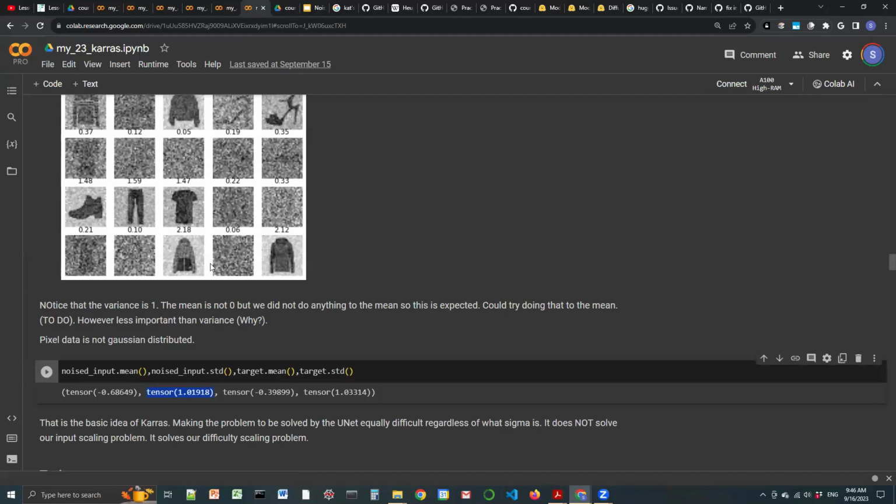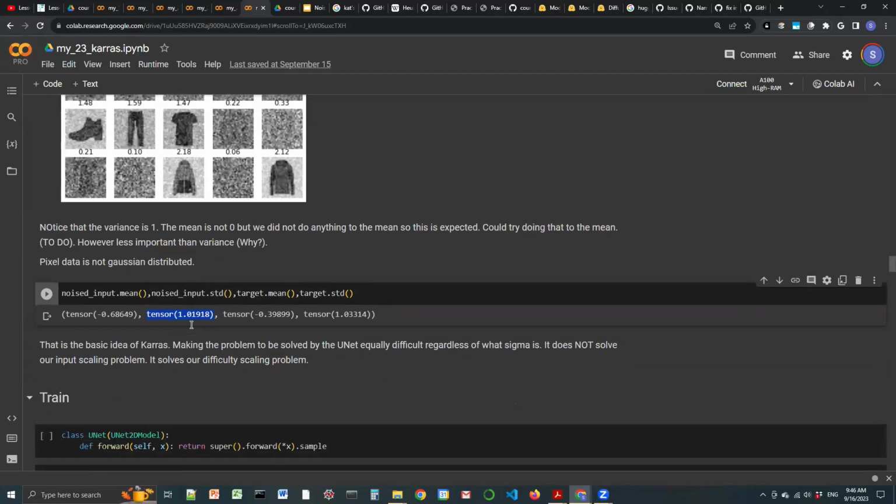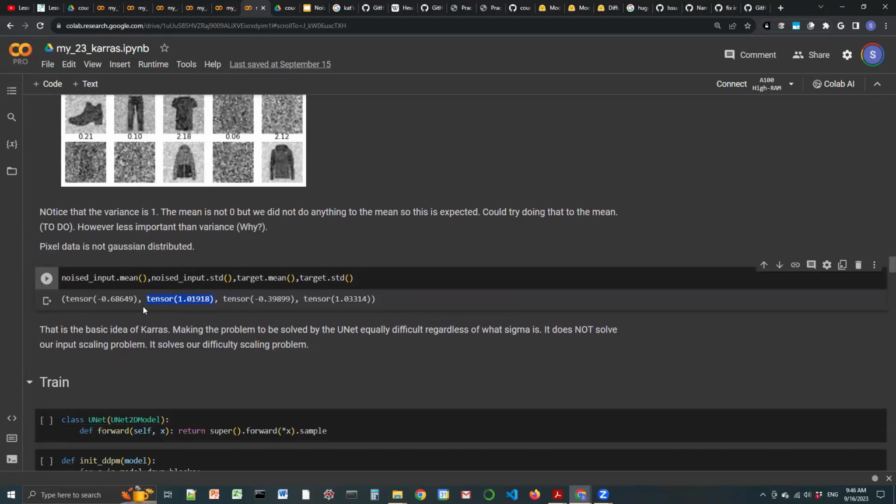Now here it says, one of the things they didn't do, and maybe it's worth doing, is that if we make the mean 0, as well as the standard deviation 1, then the network may learn even better. They didn't bother to do it, but maybe that's something we can work out as an enhancement to the process. So that's the basic idea of the Keras implementation.